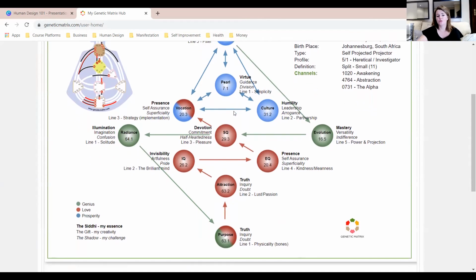Okay, so with gene keys, one of the things that I love to look at, which will help you with gates, is that your gene keys will have your siddhi, which is the essence of your gate, and you will have a gift, and you will have the shadow.